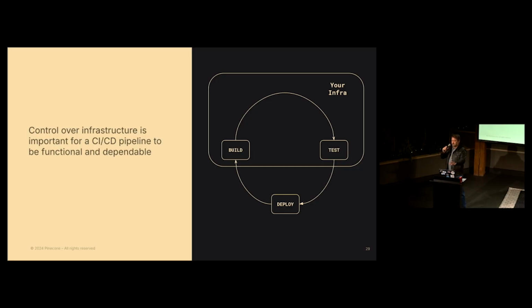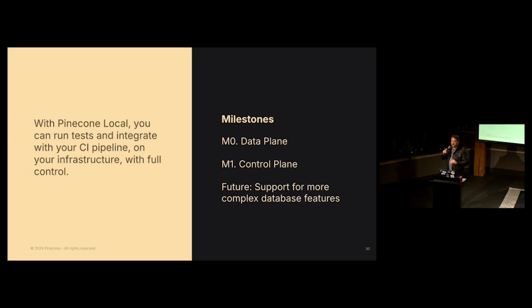Pinecone Local also allows you to have more control over your infrastructure. You no longer have to connect to Pinecone to do your initial testing. You can just run it locally in a Docker image and be off and running. Our initial milestones are to have control for the data plane as well as the control plane. Those are available now. In the future, we'll support more complex database features. For example, right now, it doesn't support Pinecone Assistant. It doesn't support sparse vectors. Those will come later. For now, it does support dense vectors, up to 100,000 vectors in a single instance.